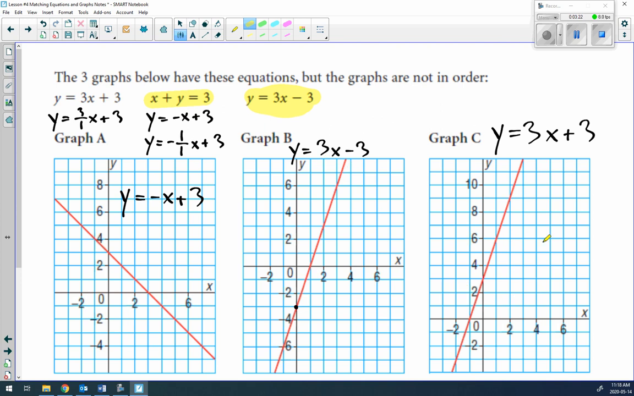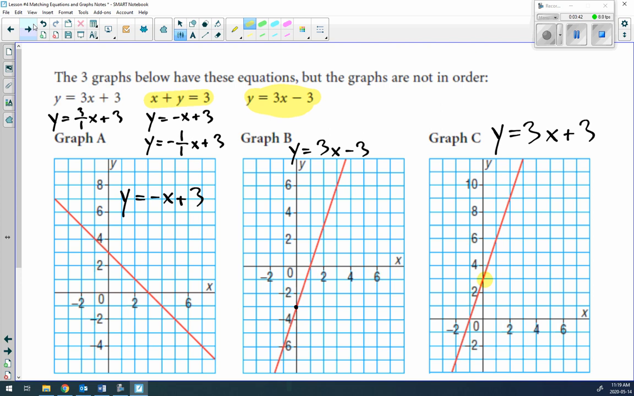By default, this one would have to be for C, but let's check. The y-intercept is plus 3. Yeah, plus 3 right there. You can see it. And it goes up 3, 1, 2, 3 over 1. That works. So if you need to, rearrange them into y equals mx plus b, and look at the slope and look at the y-intercept. There are lots of different ways that will get you the answer.